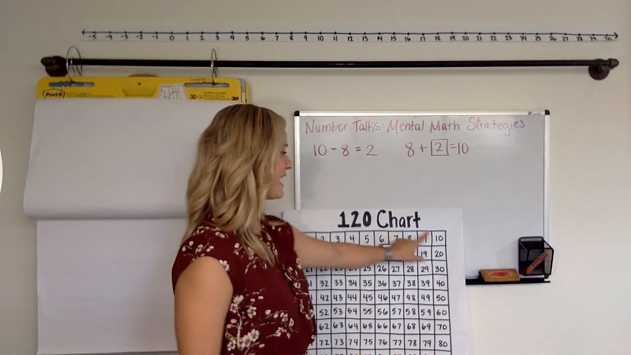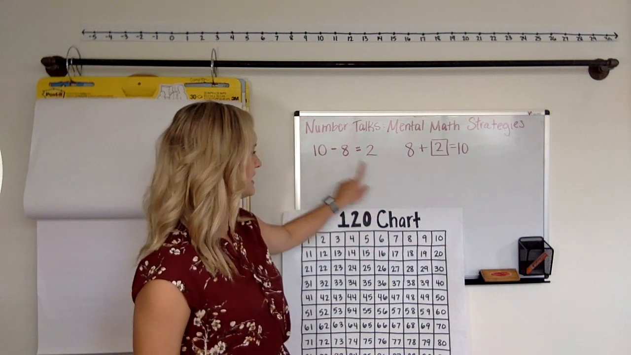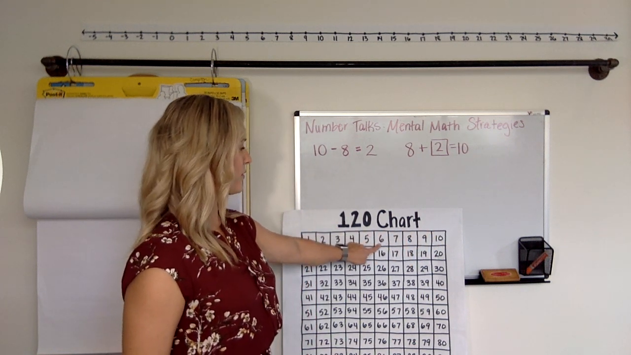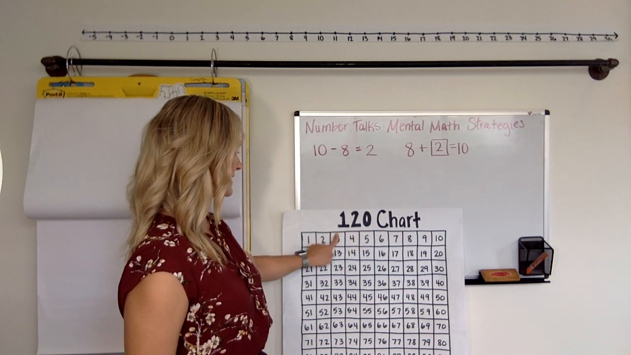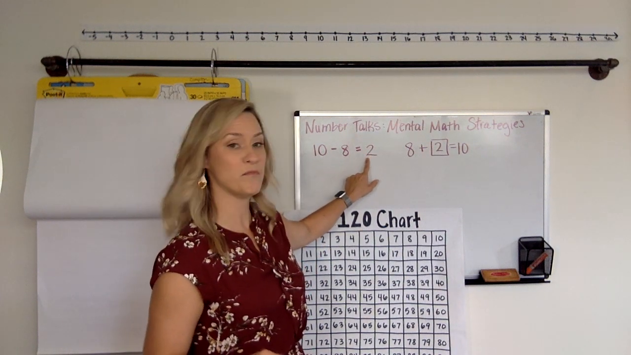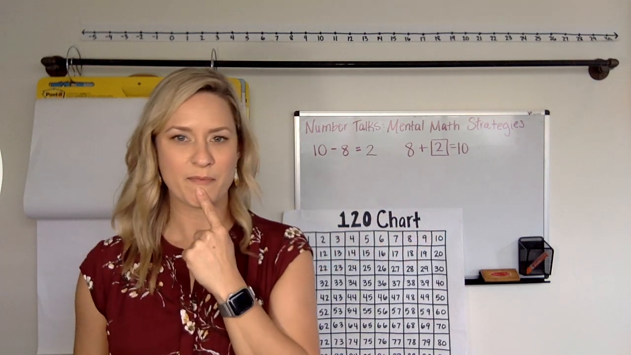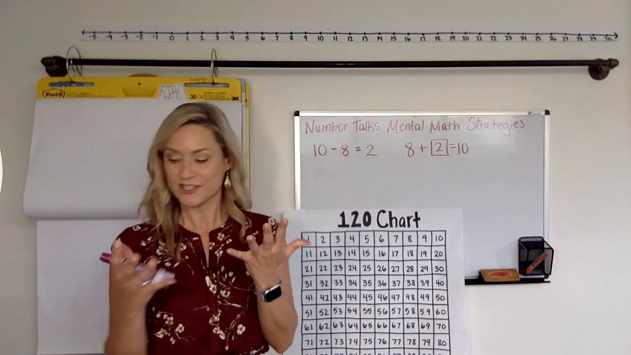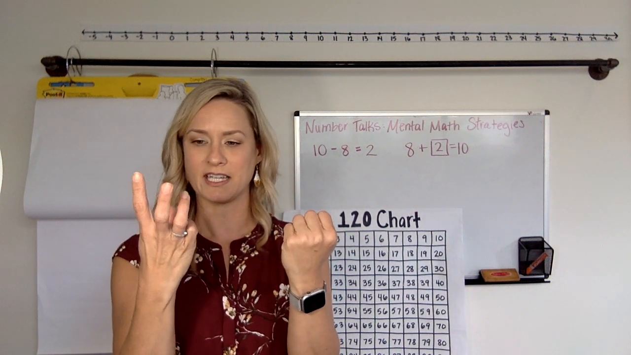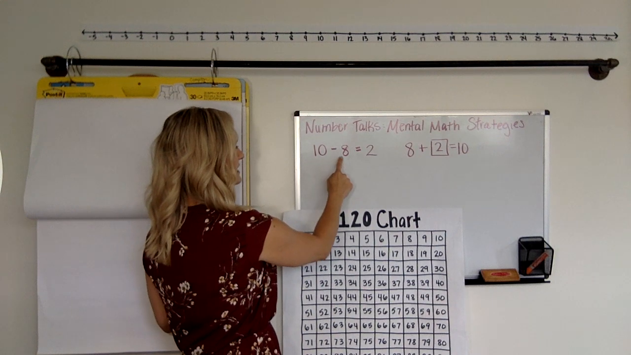Did you start at 10? Did you take off some? How many did you take off? Did we take off 8? If we counted back 8, 1, 2, 3, 4, 5, 6, 7, 8, we landed on the 2. So some of you may have known that the 2 was your answer because you used the 120 chart. Some of you may have even thought about using your fingers. So maybe you did 10 and you took off 5, maybe 6, 7, 8, and you were left with 2. So 10 minus 8 is 2.